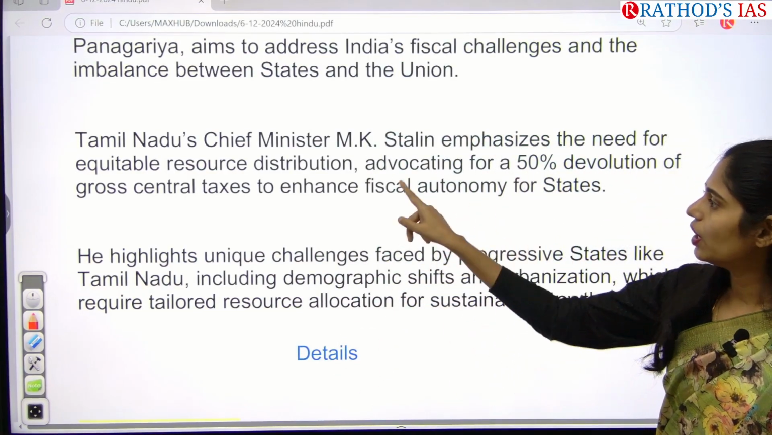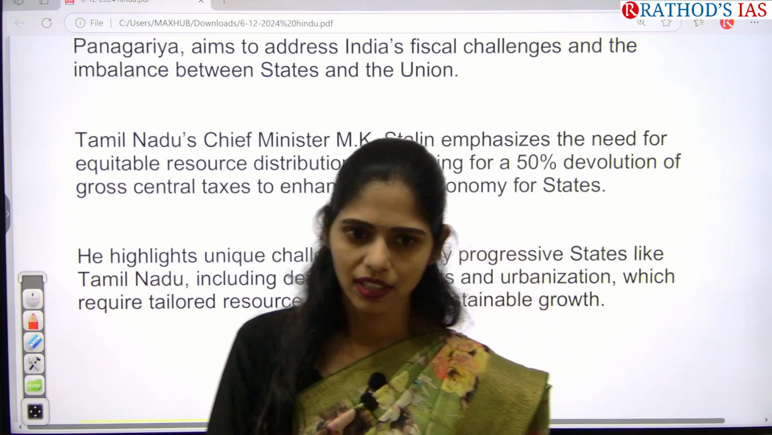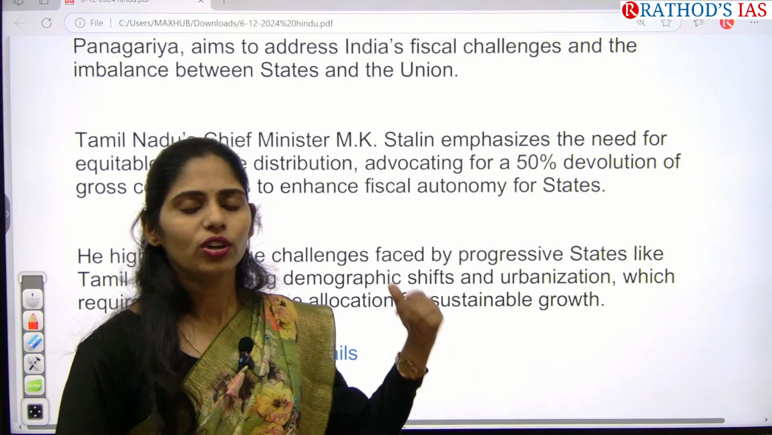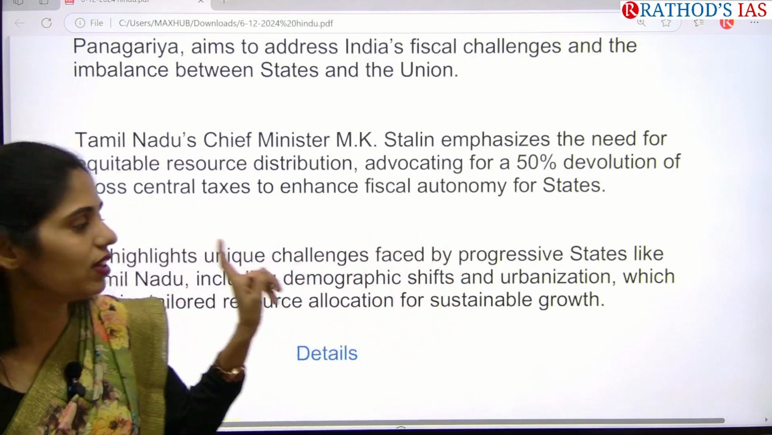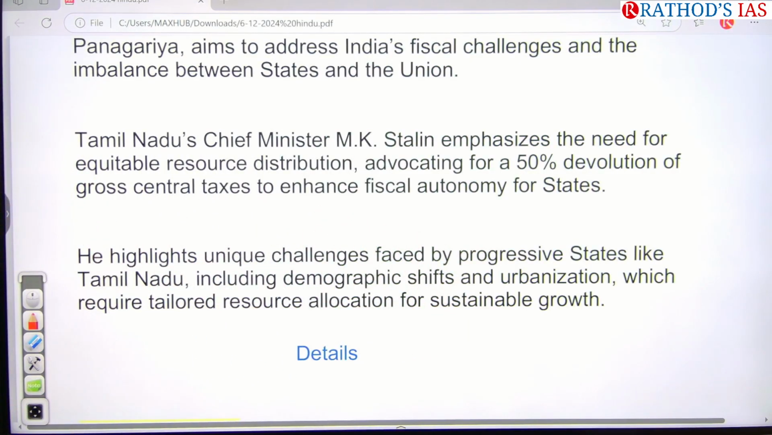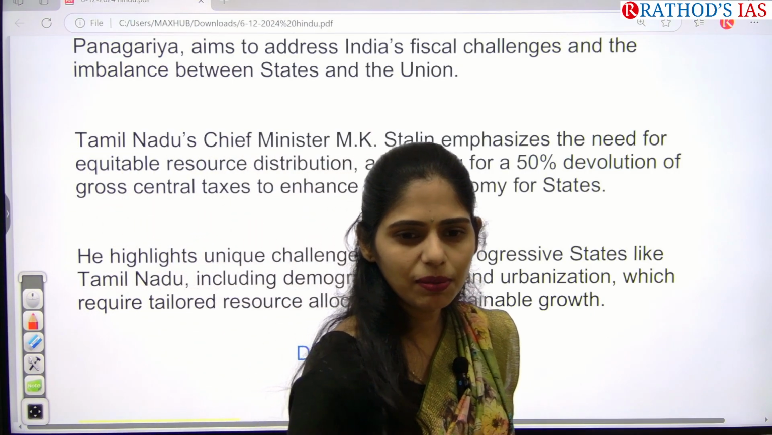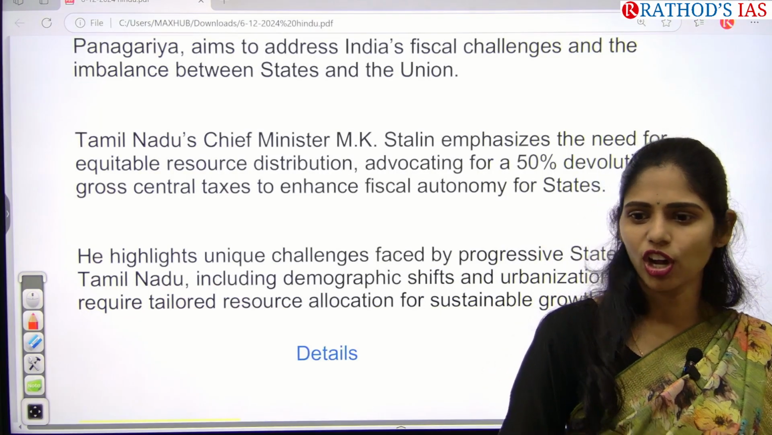And the Tamil Nadu Chief Minister is even saying that we need to get 50% of funds. Normally it will be 41 or 42%. Earlier it was 41, and now he's saying that we have to get 50% of the devolution of gross central taxes. Whenever states get more funds, that will be helpful for enhancing what? The financial autonomy of the states.